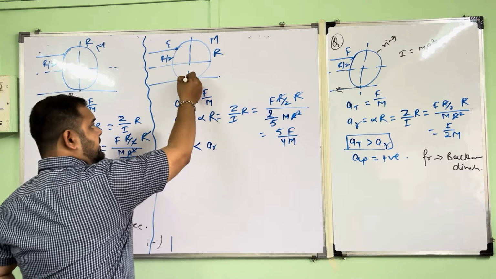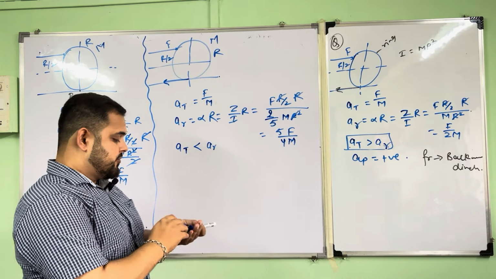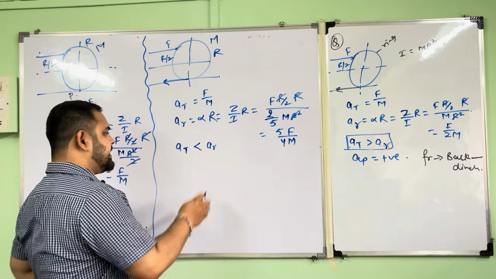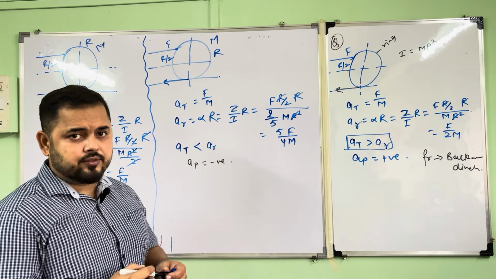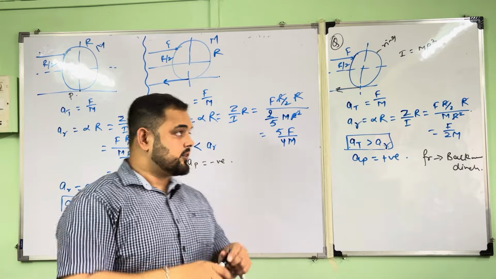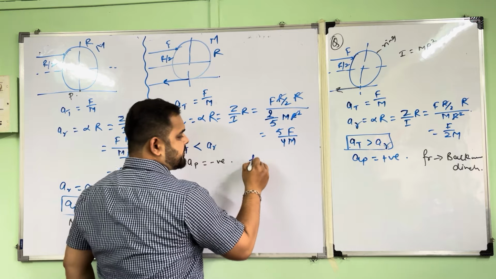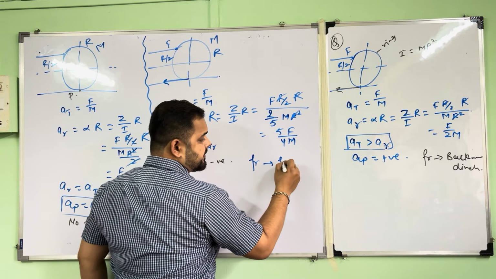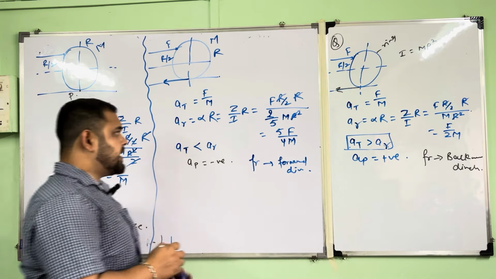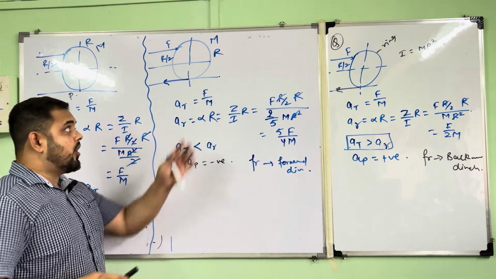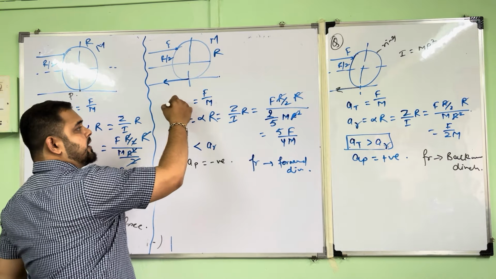AR is greater, which means the acceleration in this direction is greater. So we can say what is AP? AP will be negative. Simply AP will be negative. If AP is negative, which means it is backward, then the frictional force will be in forward direction. So friction will be in forward direction.